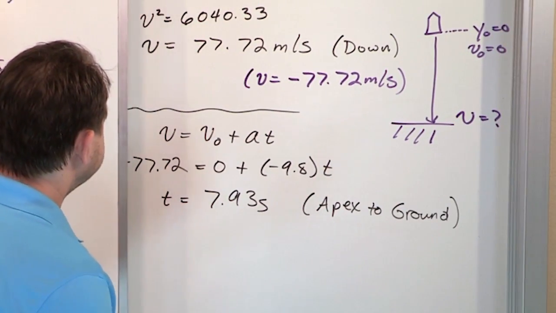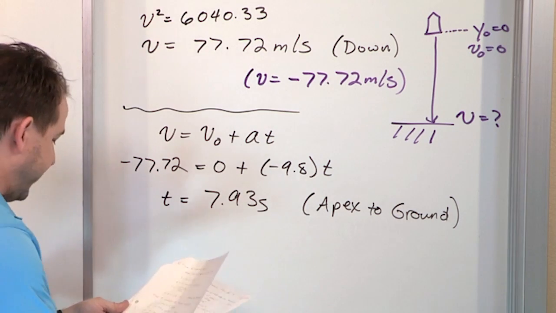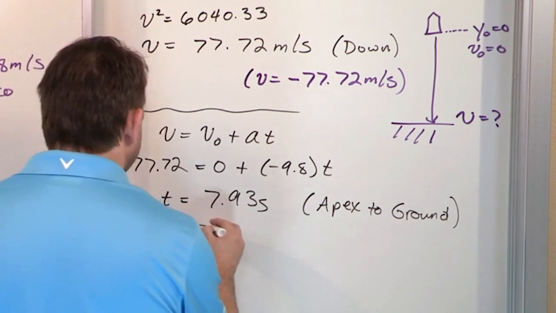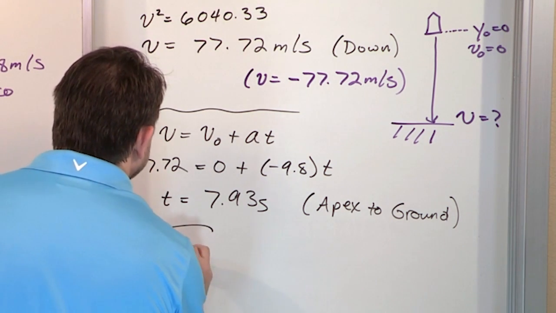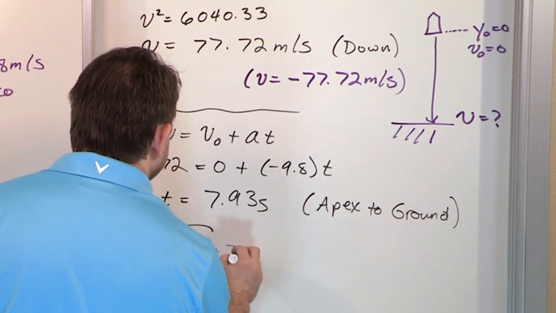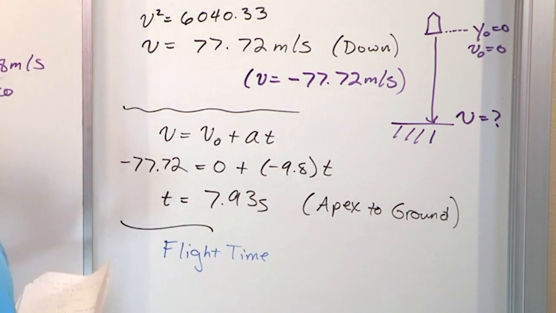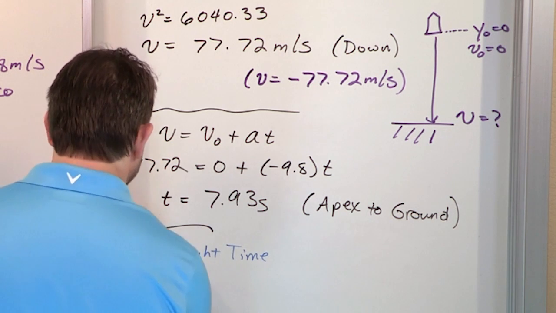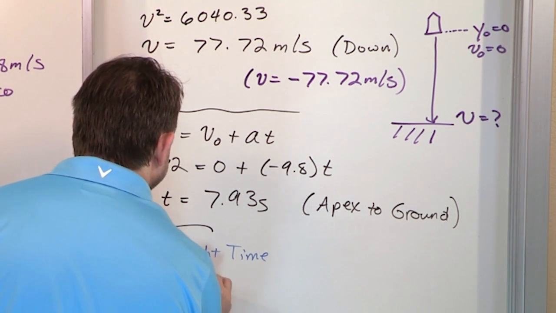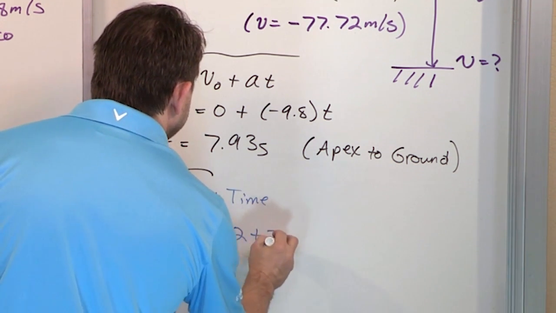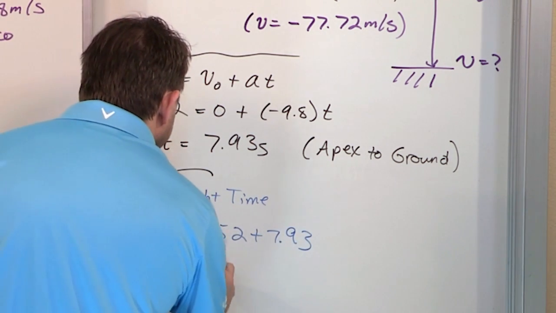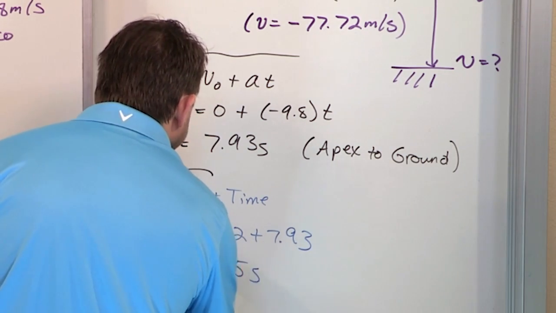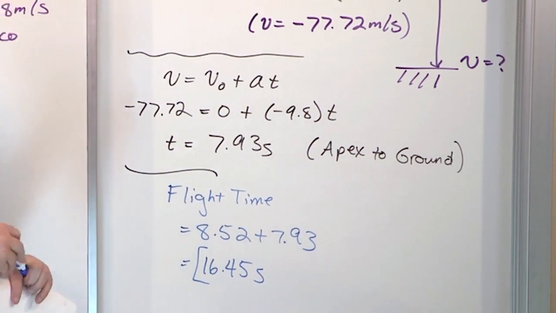And then we add these guys together. The time of flight, I'll call it flight time, because the problem is worded to say how long is the rocket in the air, right? So what that's going to be is the 8.52 plus the 7.93. And when you add those guys together, you get 16.45 seconds.